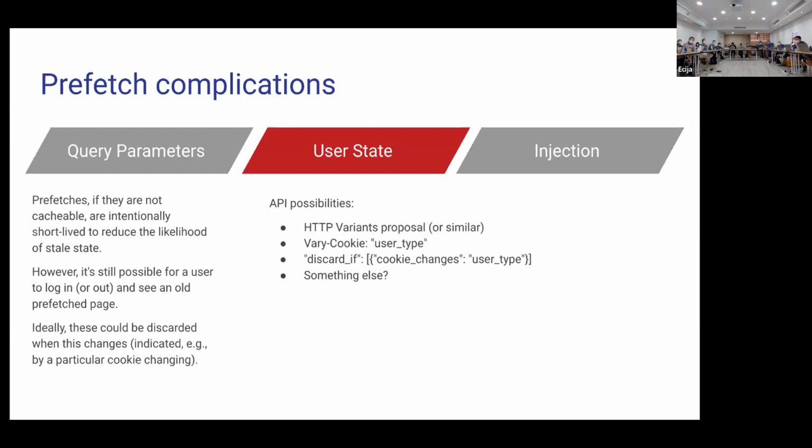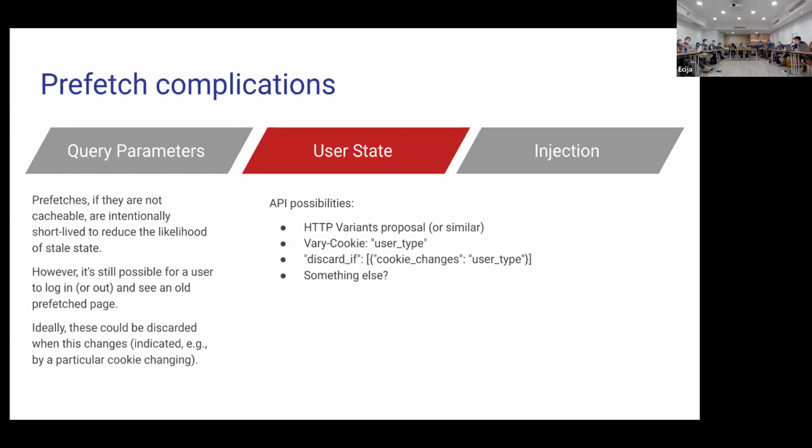Ideally, these should be discarded when this changes, for example, if a particular cookie changes when the user logs in or out. And we're trying to figure out how we can indicate that that happened. There are a few ideas that have been tossed around. One was to use the HTTP variants proposal, which when I looked it up, I was told the state of it had changed, but in any case, that or something analogous to that, basically some sort of header that says this resource varies on this particular cookie, or the value of this particular cookie, or something like that.